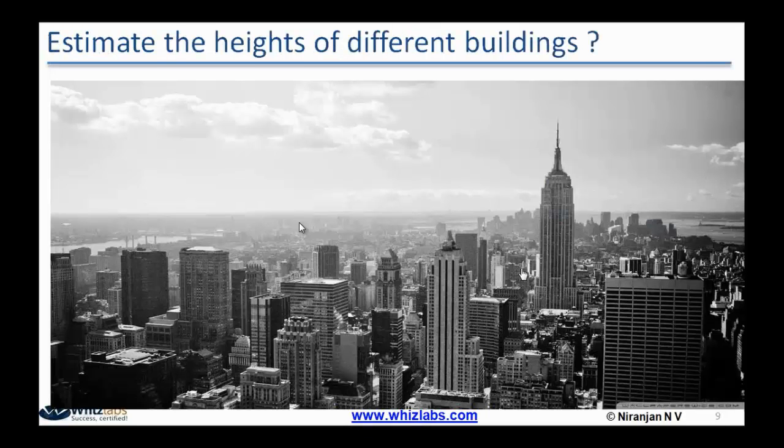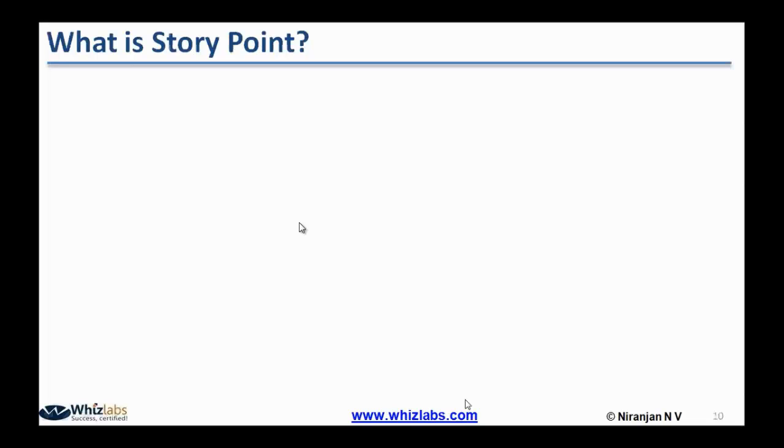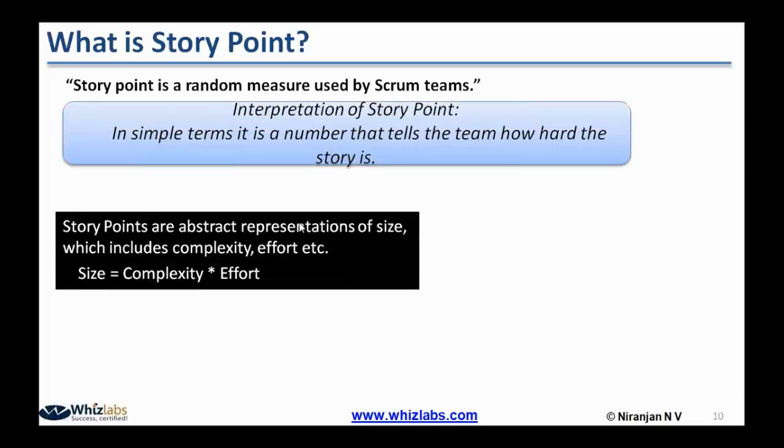Okay, so if you tell in simple terms, it tells how hard a particular story is. The bigger the number, that means the higher the story points, that means that user story or feature takes more time. If the story point number is less, that means such a user story or feature takes less time.